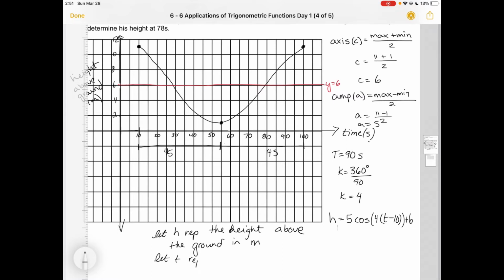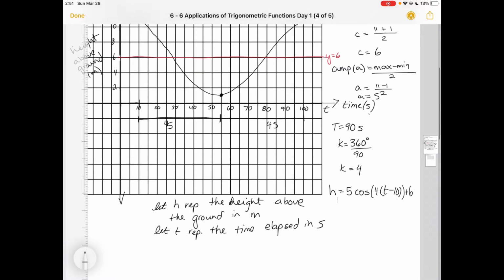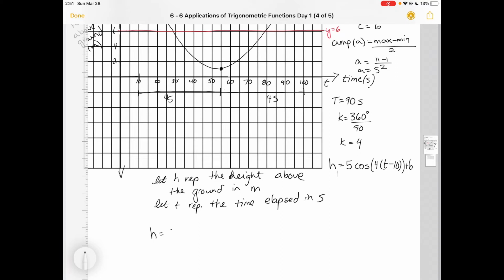And let's let t represent the time elapsed in seconds. So this would be my t-axis, and then this up here would be my h-axis. Okay, so that's great. Now I've got an equation that's going to model my solution. I'm going to write it down here.